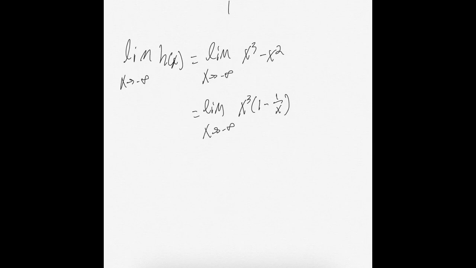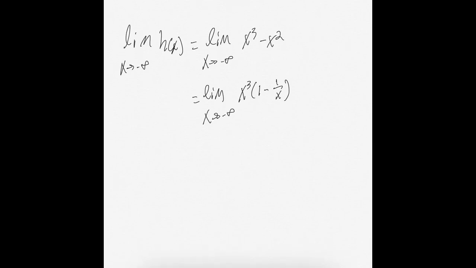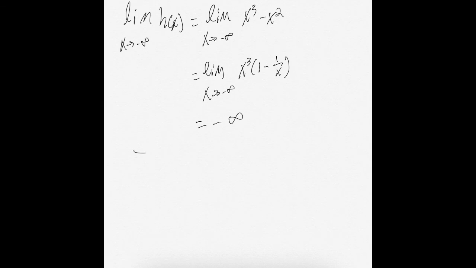Or no, excuse me, what we want to do is factor out the highest power of x. So I want to factor out x cubed, and then I'll have 1 minus 1 over x. And so, as x approaches negative infinity, this is going to approach negative infinity, right? Because x cubed will approach negative infinity, and 1 over x goes to 0. So this is just negative infinity times 1.